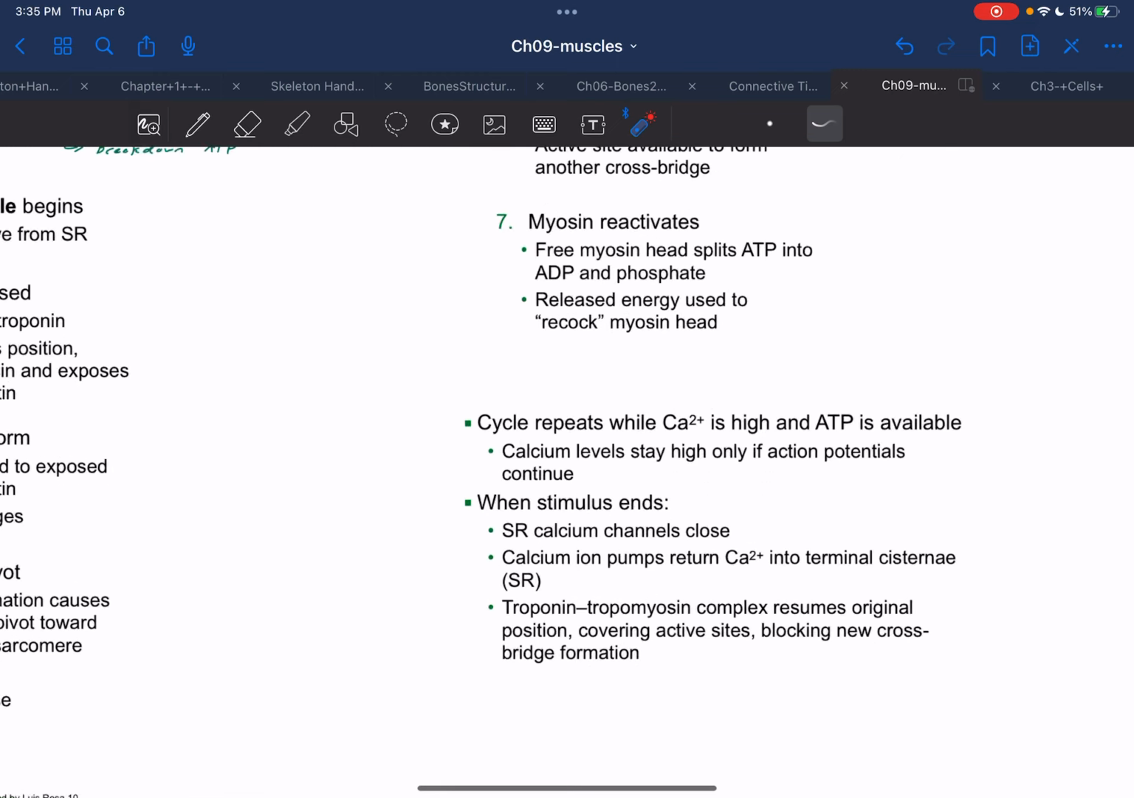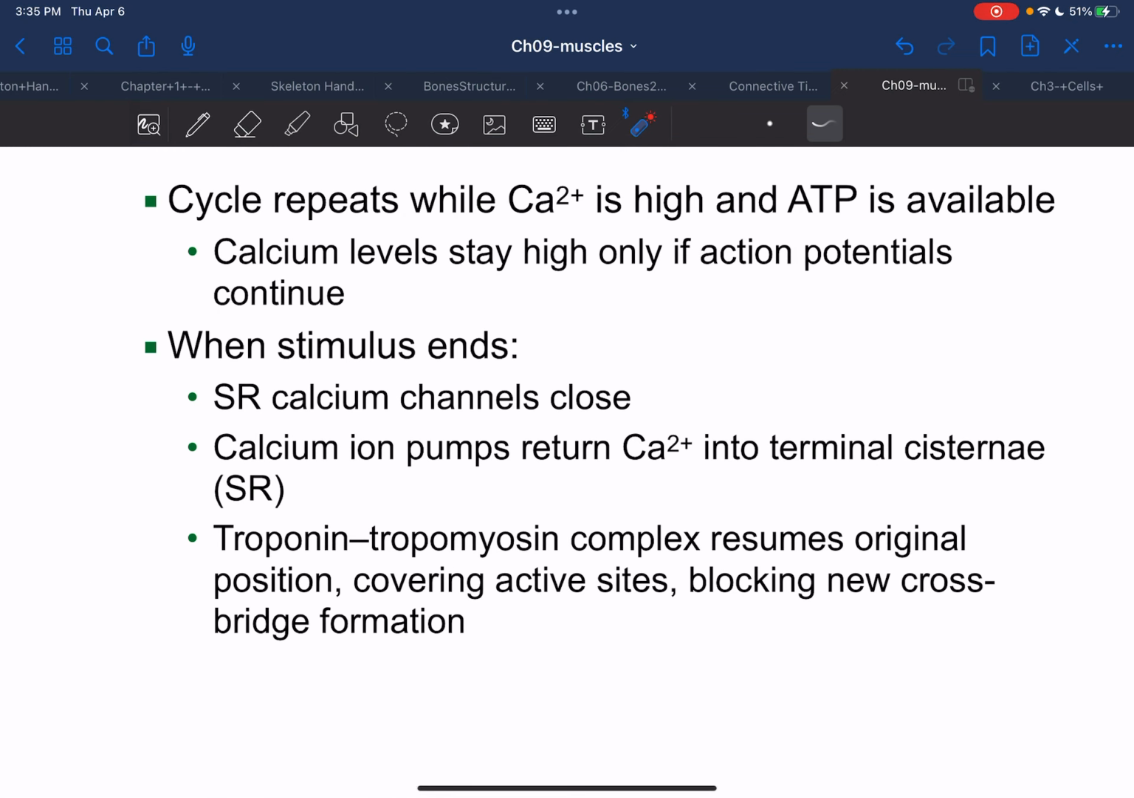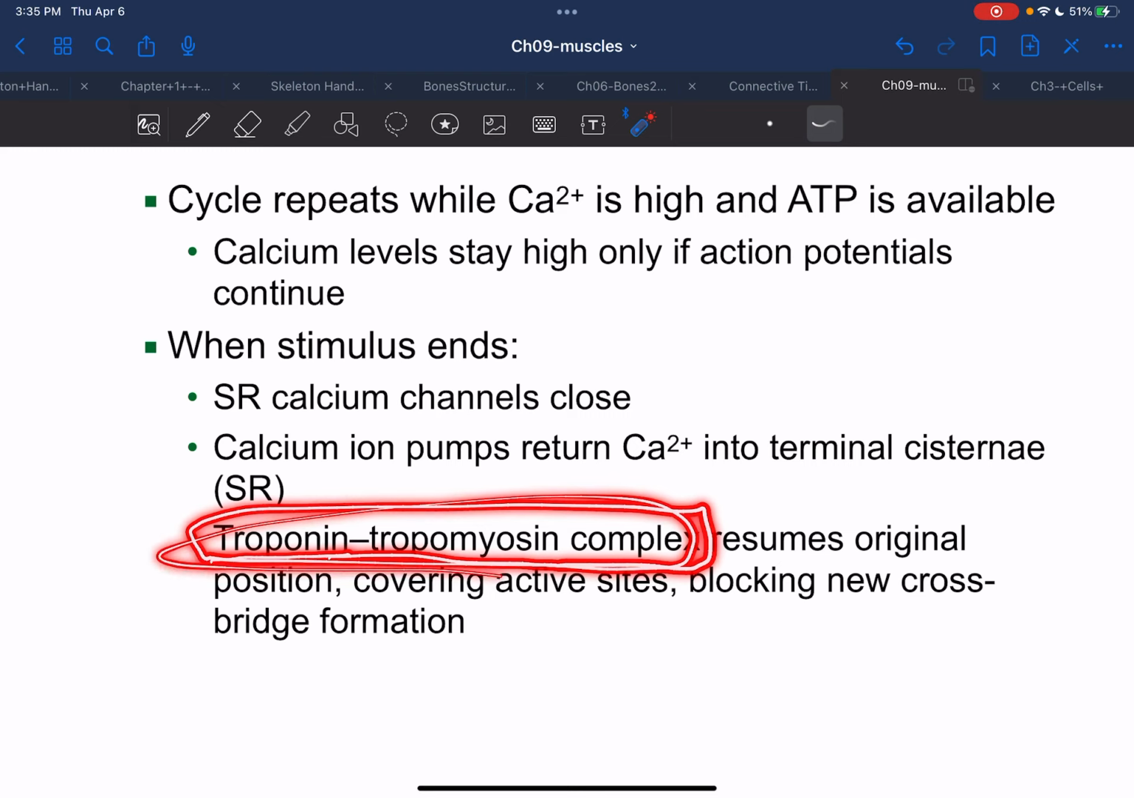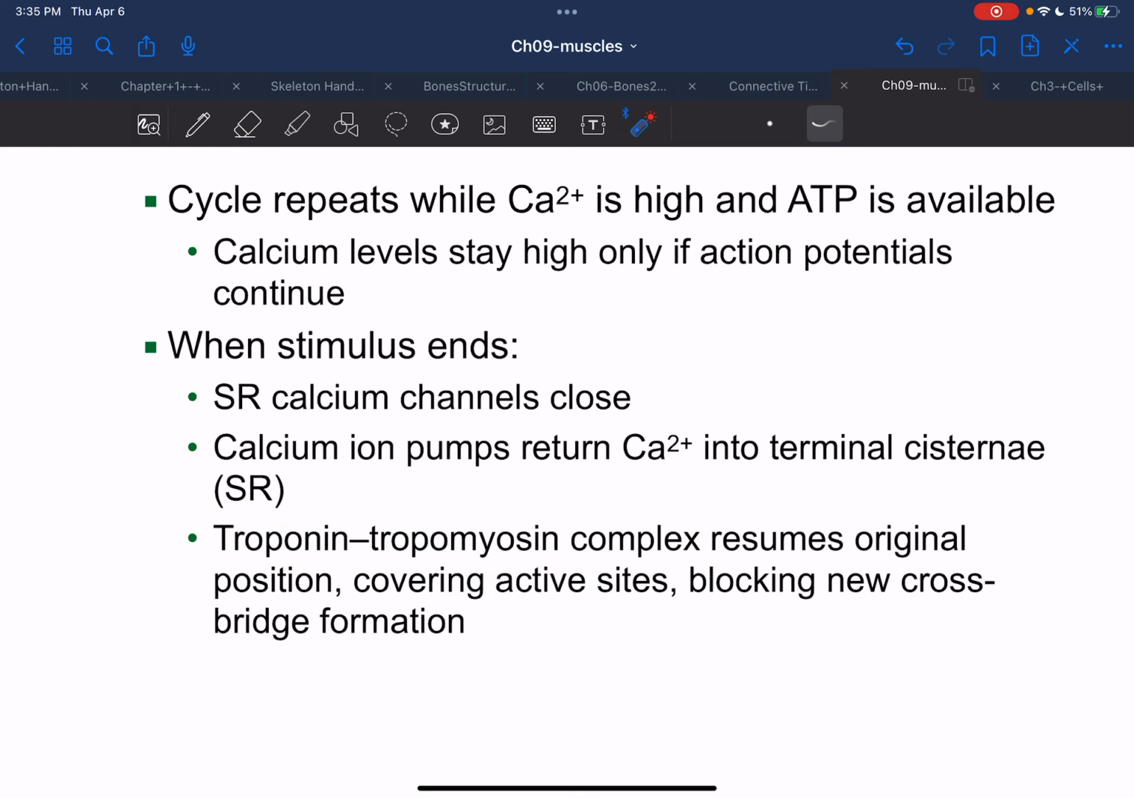How can you do another contraction if those active sites are covered up? And so again, we call that troponin-tropomyosin a complex because they work together even though they're not the same. They're not one thing. They're two different molecules that work together. So they're a complex.